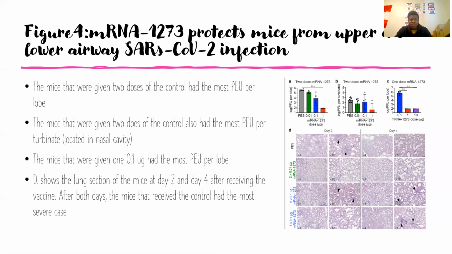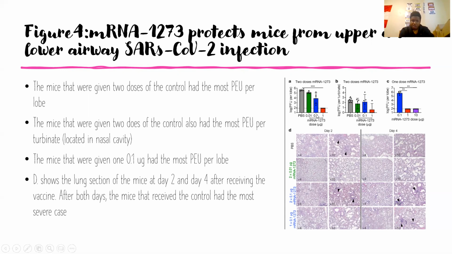And then the mice that were given just 1 dose, a tenth of a microgram dose, had the most PEU per lobe, which is different from when they're given 2 doses. The 2 doses of the control had greater, but when it's just 1 dose, the mice that were given a tenth of a microgram had the most.